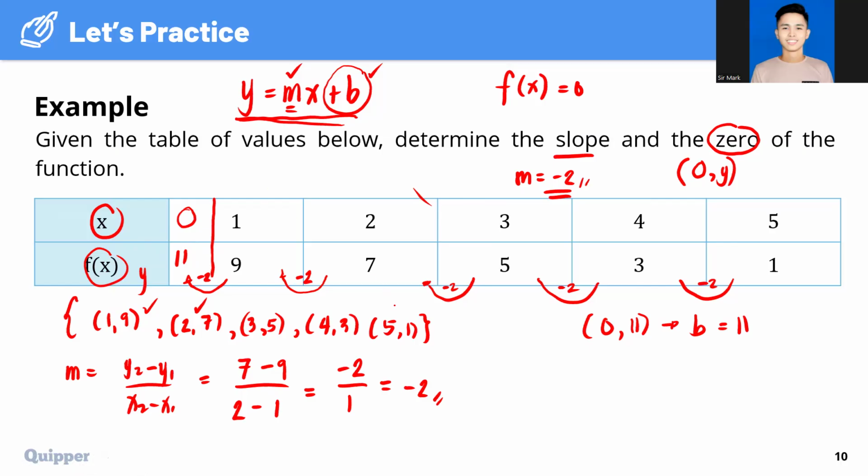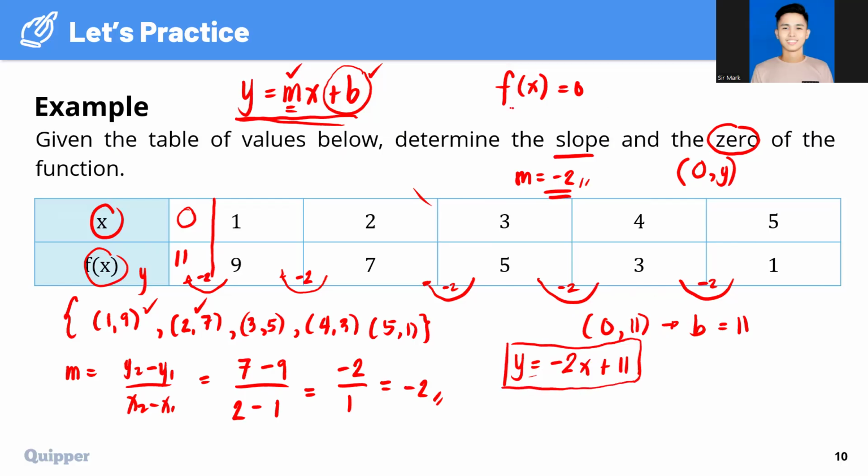Now, it's complete. We have m, slope, -2, and b, 11. We can now form our function. So y equals mx plus b, right? Our m is -2. We simply change m by -2. We copy x. And then our y-intercept, the constant, is 11. So that's positive. That's why we will put here positive 11. Now that we have this function already, we can now solve for the 0.